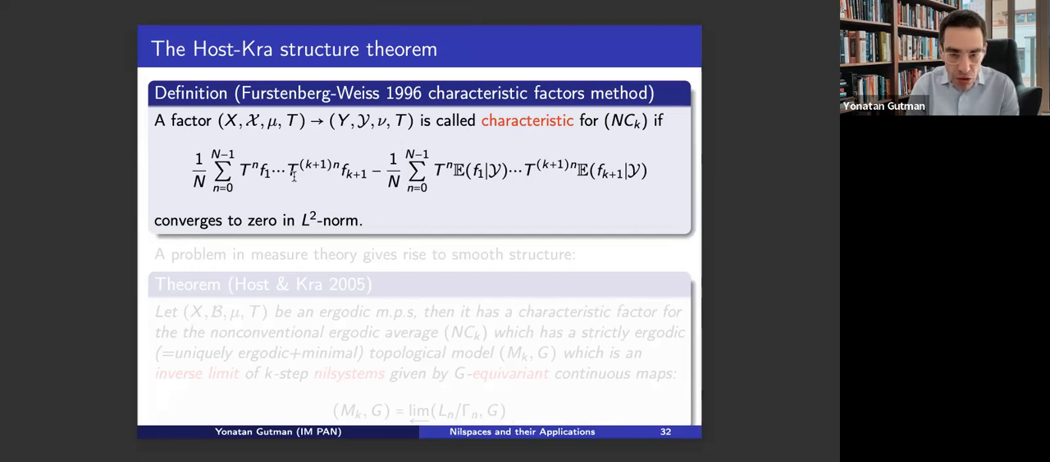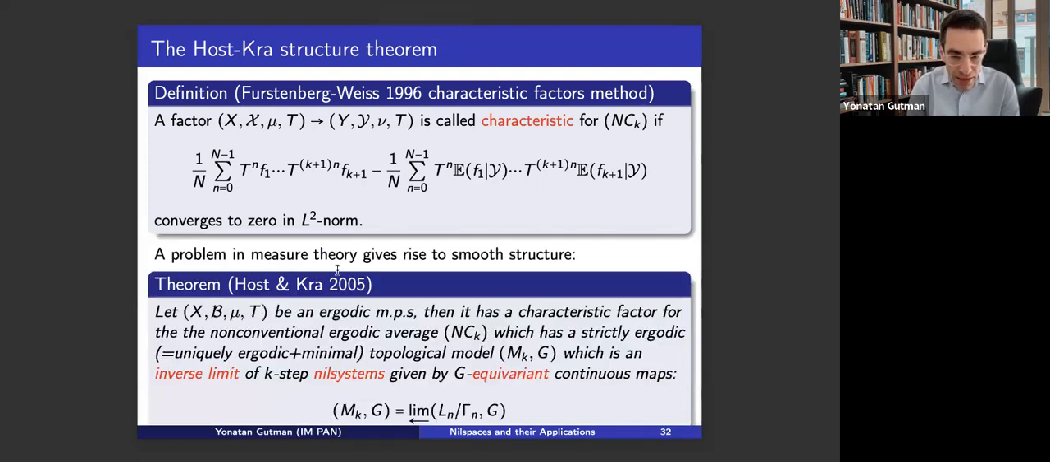In any case, a factor is called characteristic if this non-conventional ergodic average goes to 0 if and only if the projection on the factor goes to 0. So that's why this difference converges to 0 in L2 norm. And what Host and Kra proved was that given an ergodic measure preserving system, it has a characteristic factor for the non-conventional ergodic average, which has a strictly ergodic topological model, which is an inverse limit of k-step nilsystems.